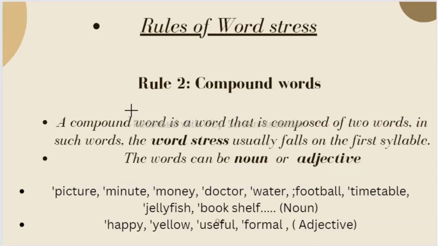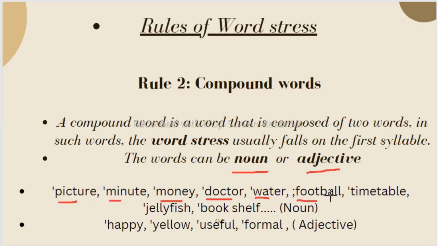Now let us see the second rule. This is compound words. A compound word is a word that is composed of two words. In such words, the word stress usually falls on the first syllable. As you know, these words can be nouns or adjectives. Whenever you see nouns and adjectives, the stress should be on the first syllable. So if we want to add a stress on the first syllable, you have to write the apostrophe before the first one. So the stress is on pic here: picture, minute, money, doctor, water, and football.